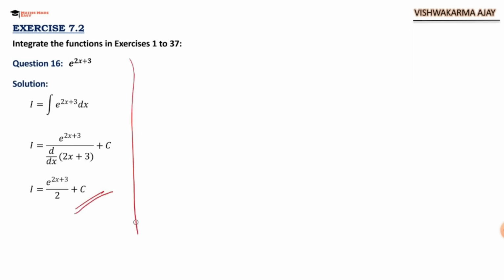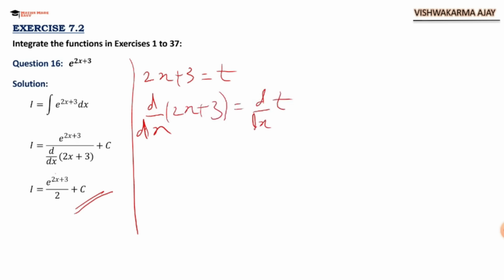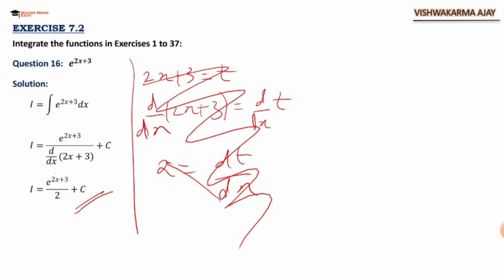You could have also done it in this complicated way, that is, let 2x plus 3 be equal to t. Now d upon dx of 2x plus 3 is equal to d upon dx of t. And then this is 2, equal to dt upon dx. You substitute this here. If you can do it in a simple way, don't go complicated.